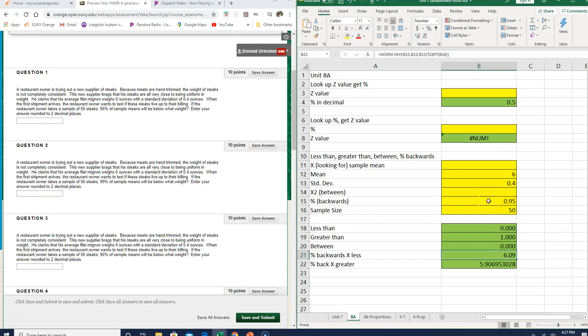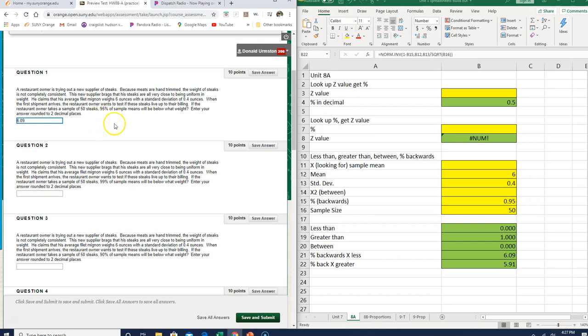Boom, boom. And you know what? This one too, because I'm going to need that eventually. That's probably the next problem I'm doing. So I'm going to shrink that one too. 2 decimal places. So 6.09 is my answer. So to answer that, given all this information, okay, if he takes a sample of 50 steaks, 95% of the sample means will be below 6.09 ounces based on this data.